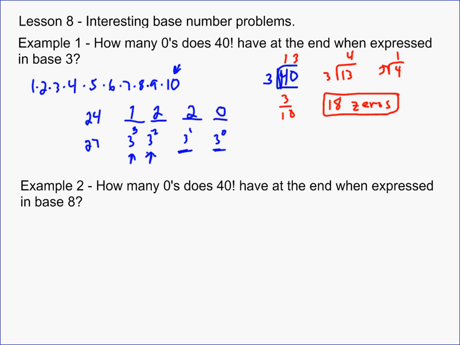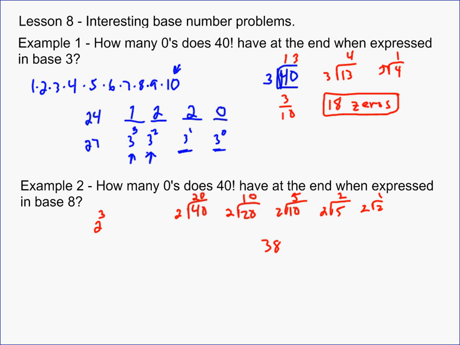So in this case, if we're talking base 8, the difference between base 3 and base 8 is that base 8 is the same as 2 cubed. So we need to know how many 2's there are, not how many 8's. So how many 2's are there in 40 factorial? We'll do the same process. How many 2's are there in 40? There are 20. How many 2's in 20? There are 10. How many 2's in 10? There are 5. How many 2's in 5? There are 2. How many 2's in 2? There is 1. So how many 2's are there in 40 factorial? It would be 38.